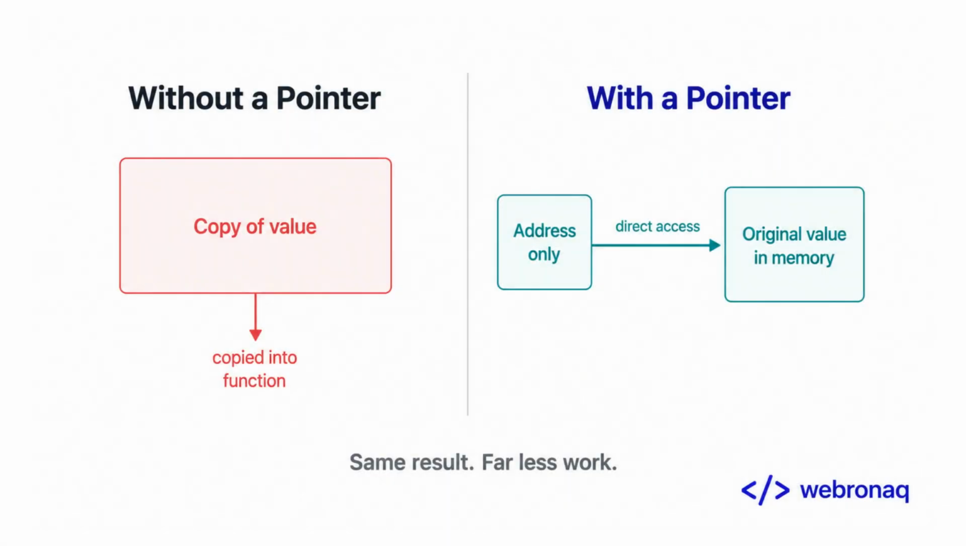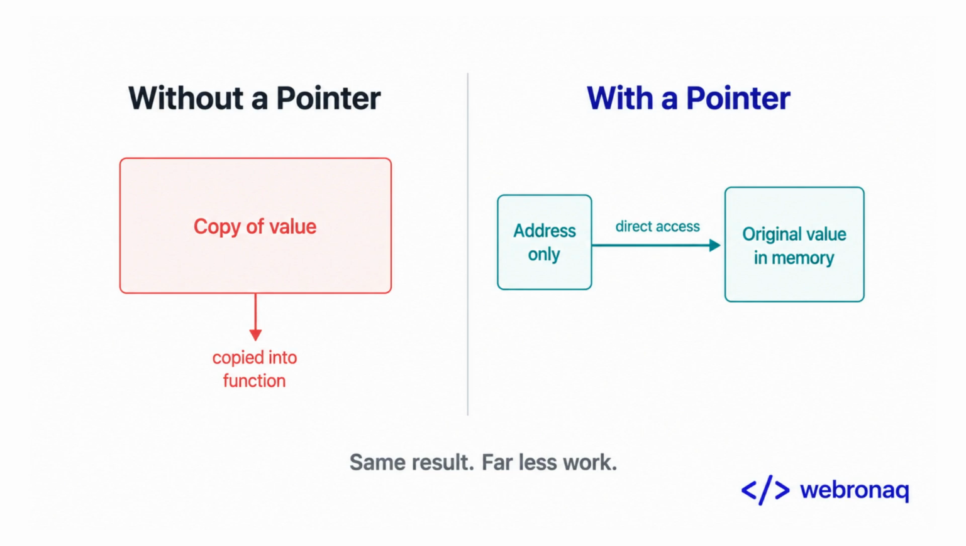Alright, so why do pointers exist in the first place? Here is the core problem they solve. When you pass a variable into a function, the program normally makes a full copy of that value. For a single integer, that is fine. But imagine passing a large block of data, a structure with dozens of fields, or an entire array. Copying all of that every time is slow and wastes memory.